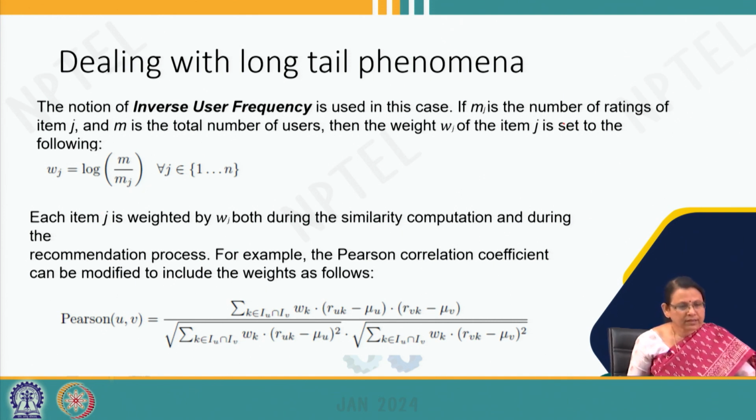For example, here we can use the notion of inverse user frequency in this case, and if mj is the number of ratings of item j and m is the total number of users, then you have to give a weight wj to the item by taking the log of m divided by mj, and this you have to multiply while computing the similarity. For example, in Pearson's this is getting multiplied. So, with this process, effect of long tail phenomena can be taken care of up to some extent.